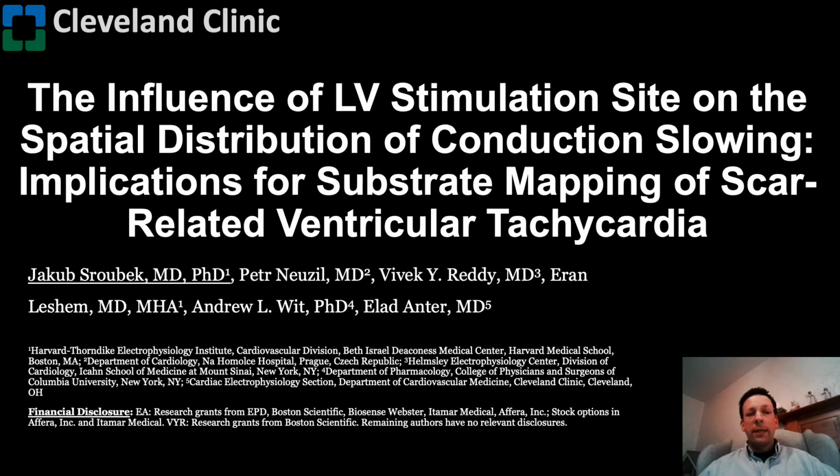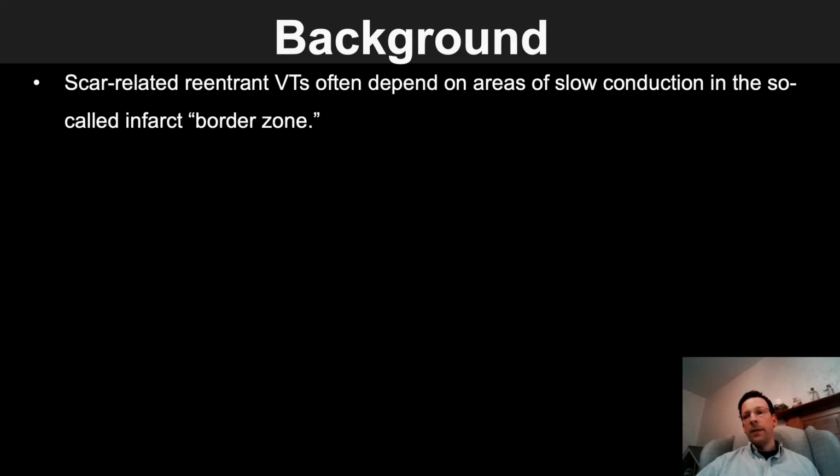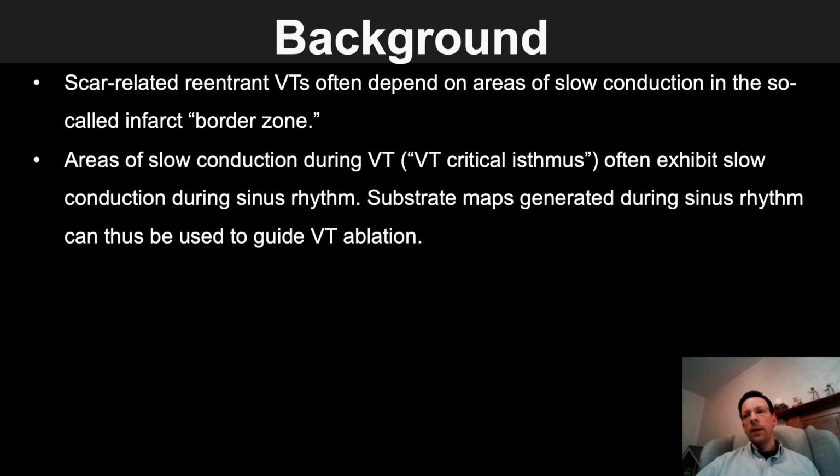This presentation is titled "The Influence of LV Stimulation Site on the Spatial Distribution of Conduction Slowing, Implications for Substrate Mapping of Scar-related Ventricular Tachycardia." Scar-related VTs often depend on areas of slow conduction in the so-called infarct border zone. These areas, known as critical VT isthmus, often also exhibit slow conduction during sinus rhythm. Thus, substrate maps generated during sinus rhythm can aid in guiding VT ablation.